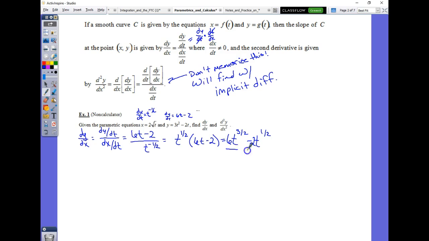Now, that's the first derivative. You are done with the first derivative. But that's not the only thing this question asked for. The second thing this question asked for was the second derivative of y with respect to x. So let me ask you this. How on earth do you get the second derivative of y with respect to x?